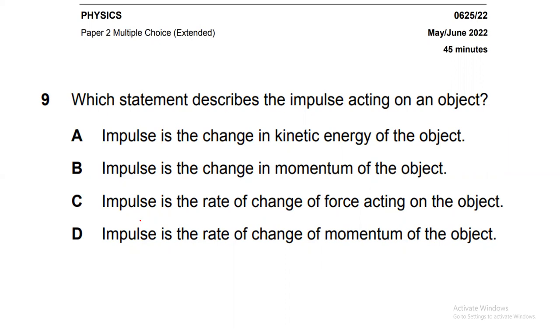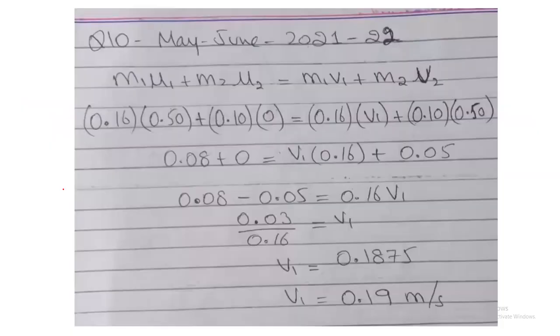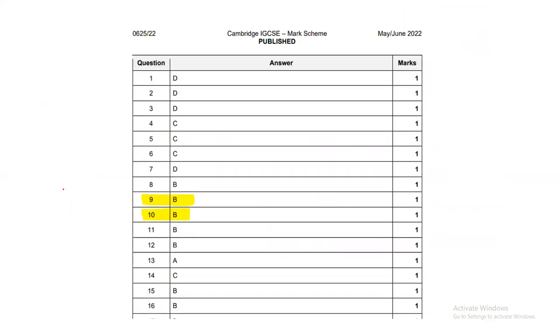Which statement describes the impulse acting on an object? Impulse is equal to the change in the momentum of the object. So I think B is the right option, sir. Impulse is the change in momentum of the object. Question number 9, B is the option.